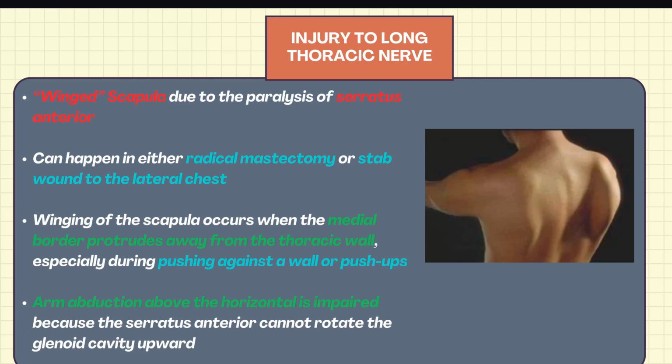So what happens? Arm abduction above the horizontal line. The serratus anterior, one of its functions is abduction over, I think it was 115 degrees. So if there's paralysis of the serratus anterior, the person won't be able to abduct further than that.